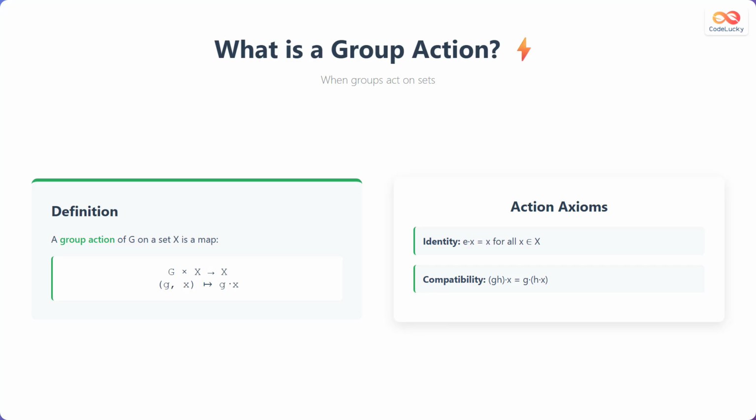First, the identity axiom states that when the identity element E of the group G acts on any element x of the set X, it leaves x unchanged. That is, E·x equals x for all x in X.